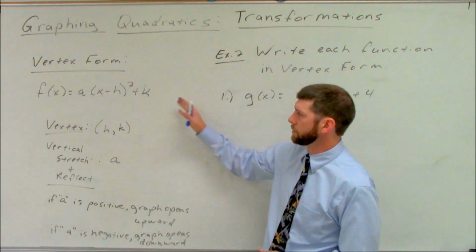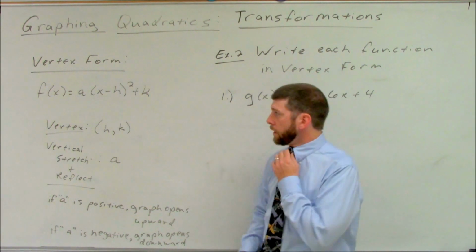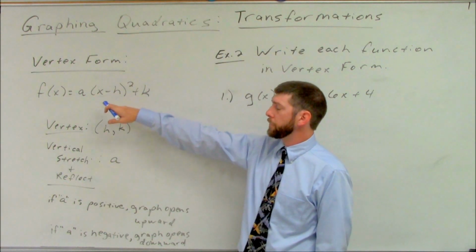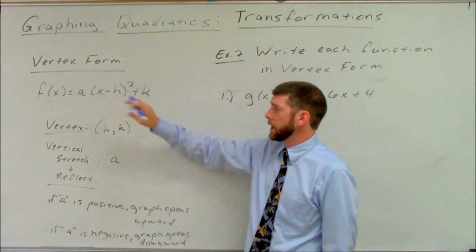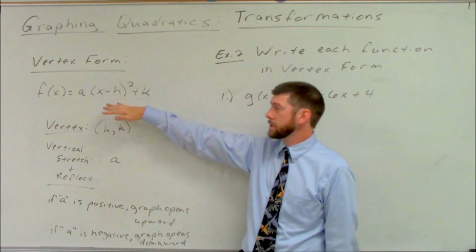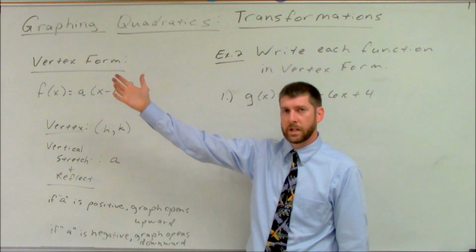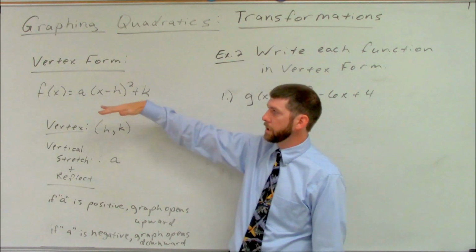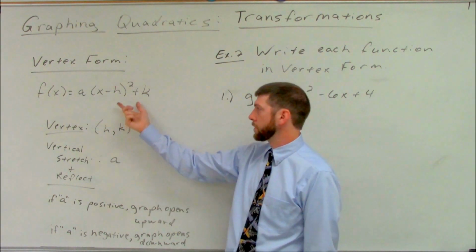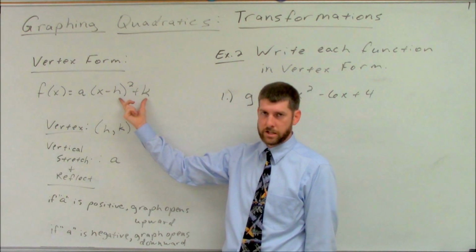Okay guys, so now I want to talk to you about something that we call vertex form. As you can see here, this vertex form, f of x equals a times the quantity x minus h squared plus k. All this is our transformation form. Same stuff we were working with before, but we're giving it a specific name. And we call it vertex form because you can explicitly see where the vertex is.